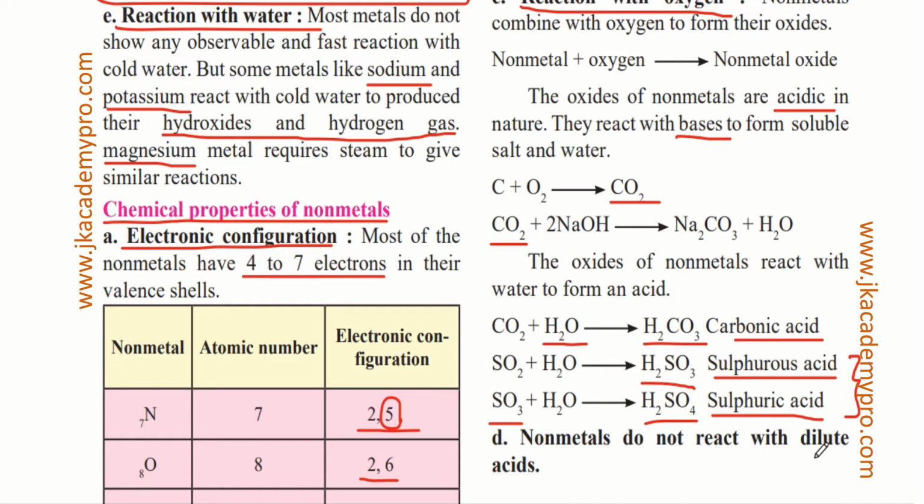Non-metals do not react with dilute acids. So this is different when we compare it with metals. Because if you remember, when we had done the experiment of taking the hydrochloric acid in the test tube and adding zinc dust to it, we observed that a salt and hydrogen gas was produced. So there is a reaction that takes place between metals and acids. But this reaction does not take place with non-metals.